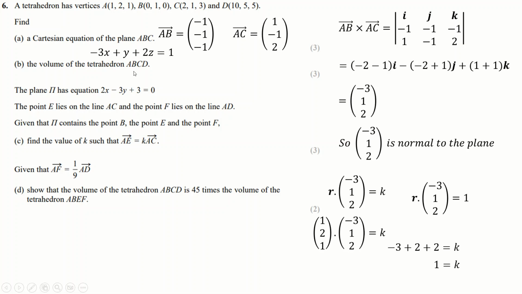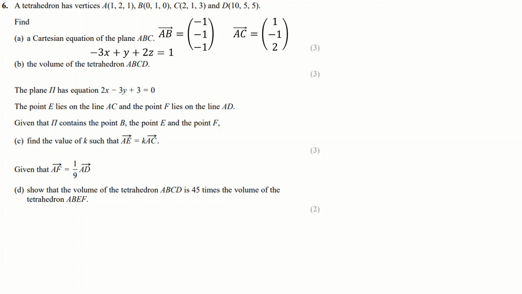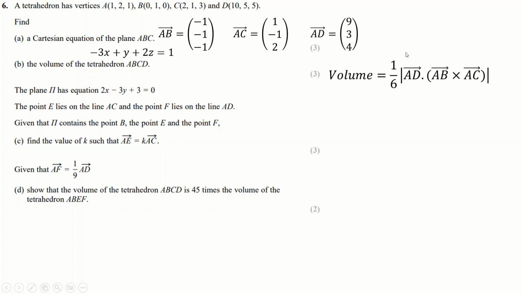Find the volume of the tetrahedron. You can draw some pictures and do something intelligent here, or you can just, I think I did that in the 2020 paper, or you can just use the formula. AD is this, just again, you need 9 in that way, you need 3 in that way, you need 4 in that way. And the volume of the tetrahedron is 1/6 of AD dot AB cross AC. And then you can do the modulus here just because if it's negative, you just make it positive.